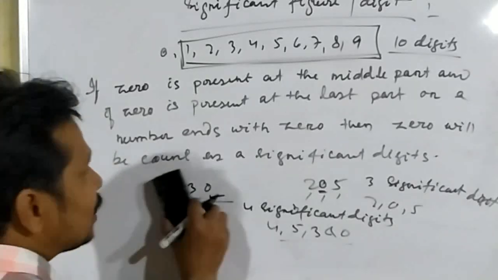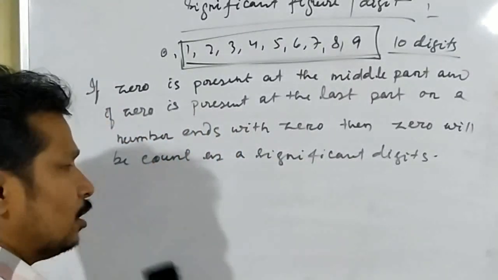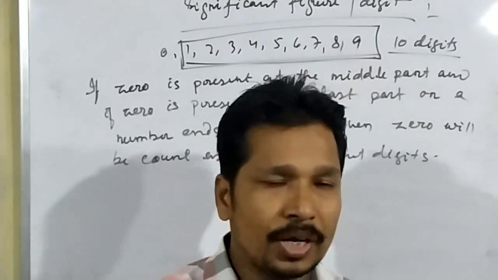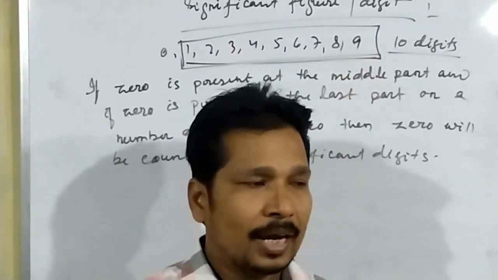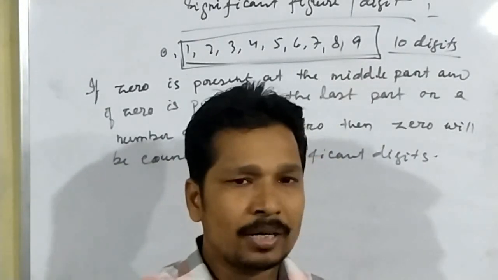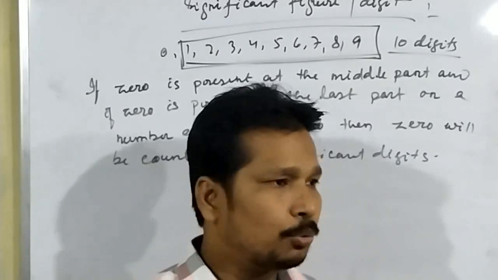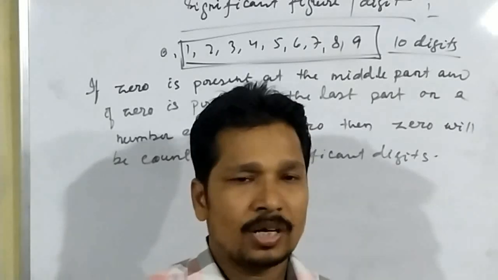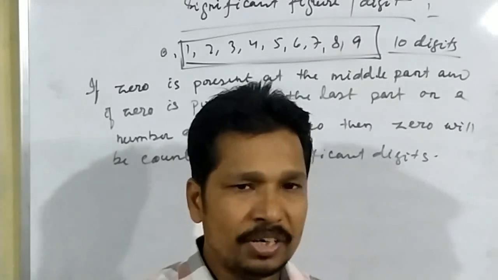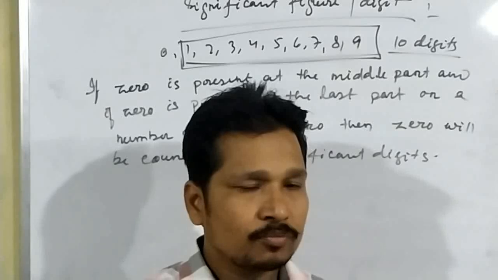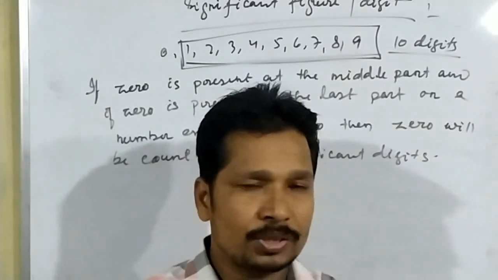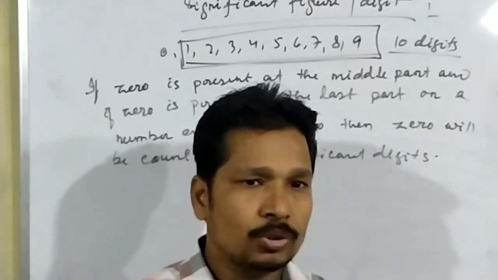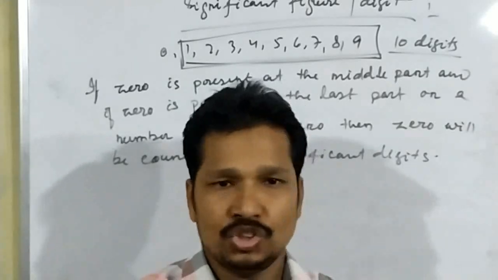Okay, so these are the simple conditions in the chapter of significant figures. If 0 is present at the left side, or a number starts with 0, then we do not have to count 0 as a significant digit. And in the rest of the cases, that means if 0 is present at the middle portion of a number, or if the number ends with 0, then we have to count 0 as a significant digit.